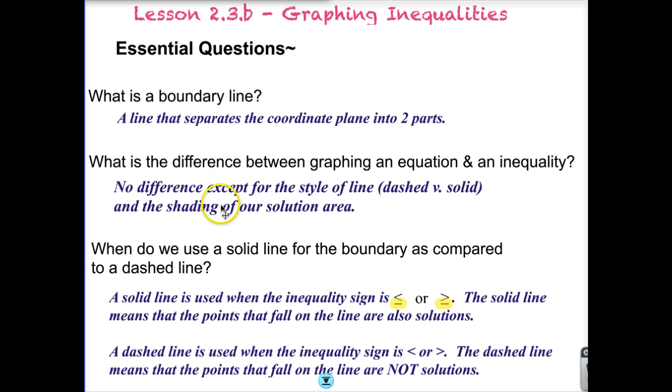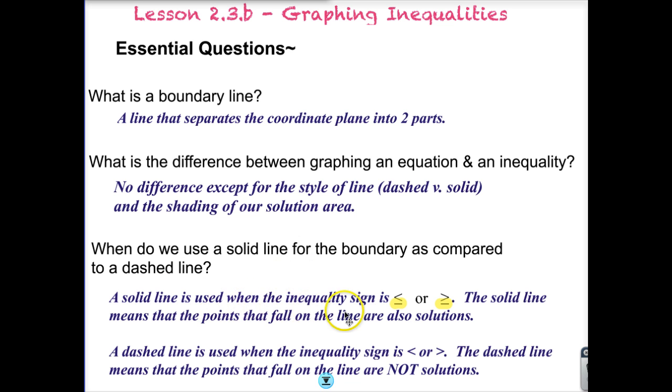What is the difference between graphing an equation or graphing an inequality? And really, the difference is the style of line. You either do a dashed or a solid line, and then there'll be some shading of our solution area. When you have an inequality, you have a number of solutions, versus when you graph an equation, your solutions are only the points that are on the line. And then our final question is, when do we use a solid line for the boundary as compared to a dashed line? And this is where the inequality sign is important.